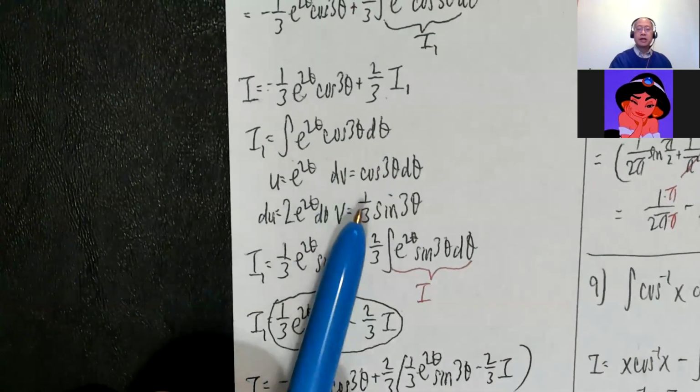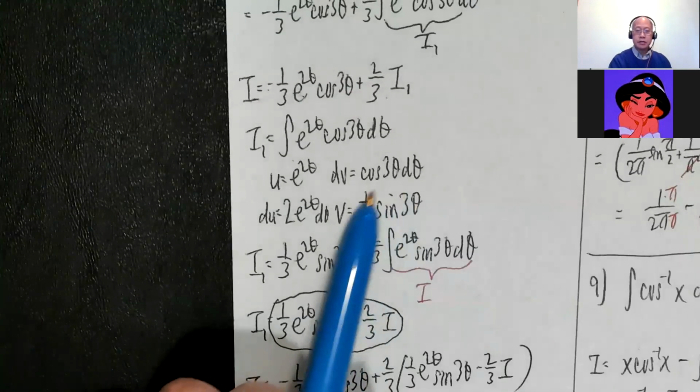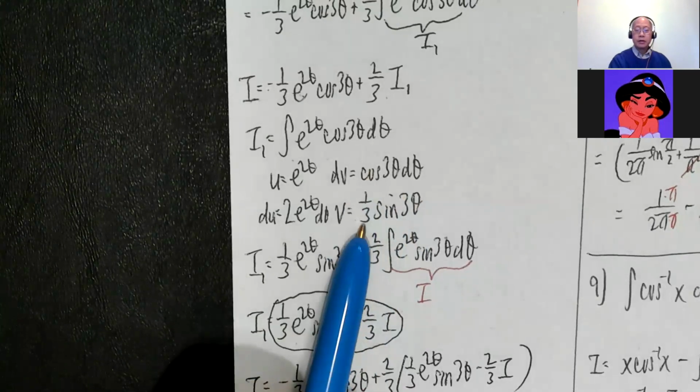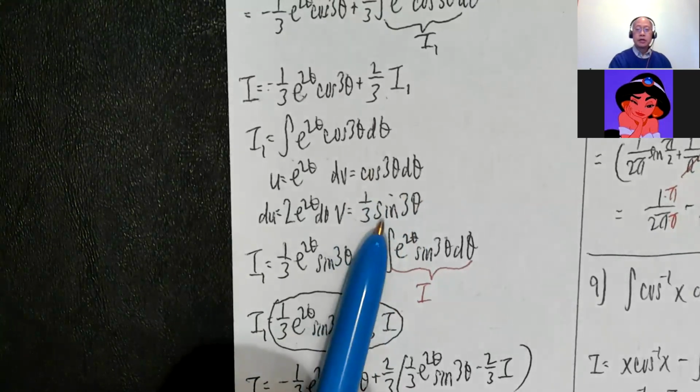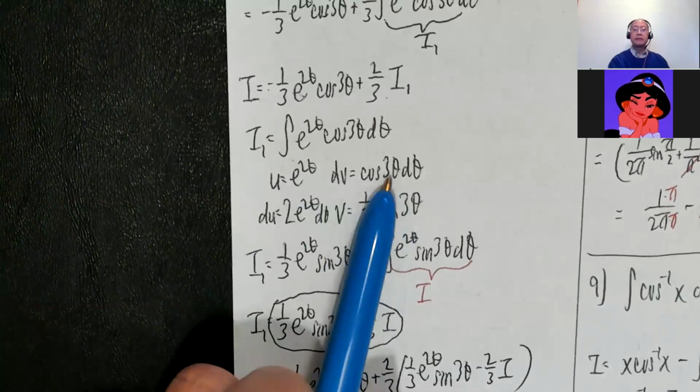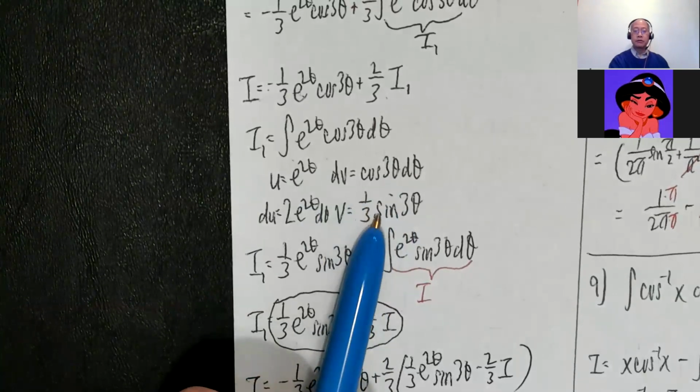Okay? And again, to double check that, take the derivative of this. How would you differentiate 1/3 sine of 3 theta? You would go 1/3 cosine 3 theta times 3. And that 3 knocks out the 1/3, so it works.